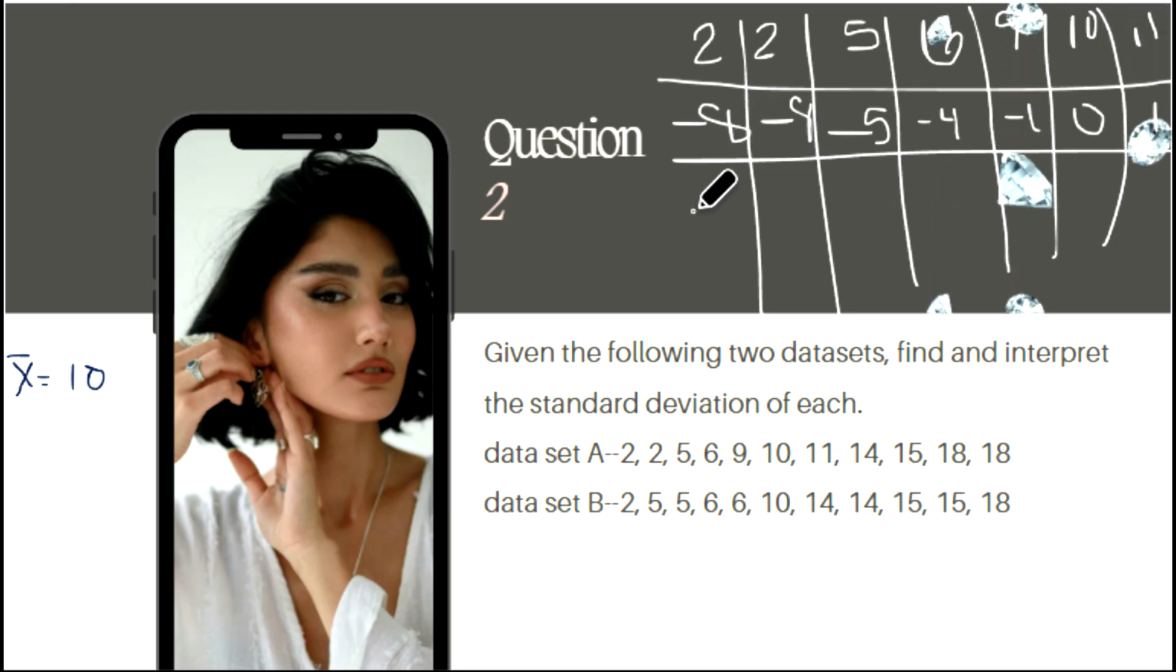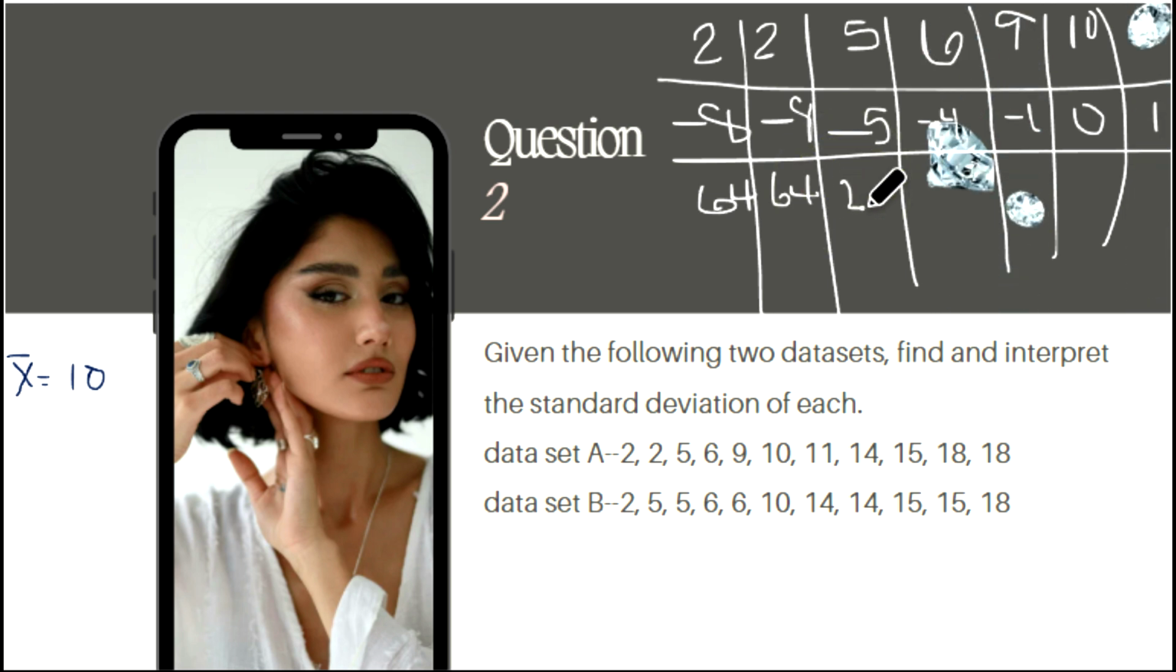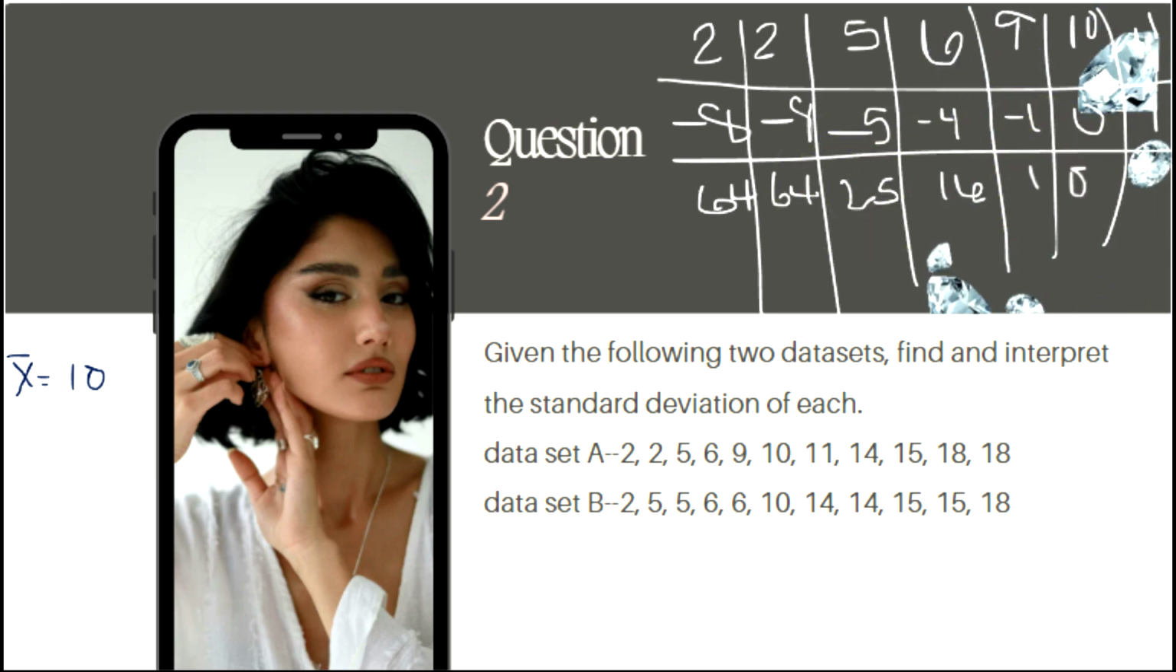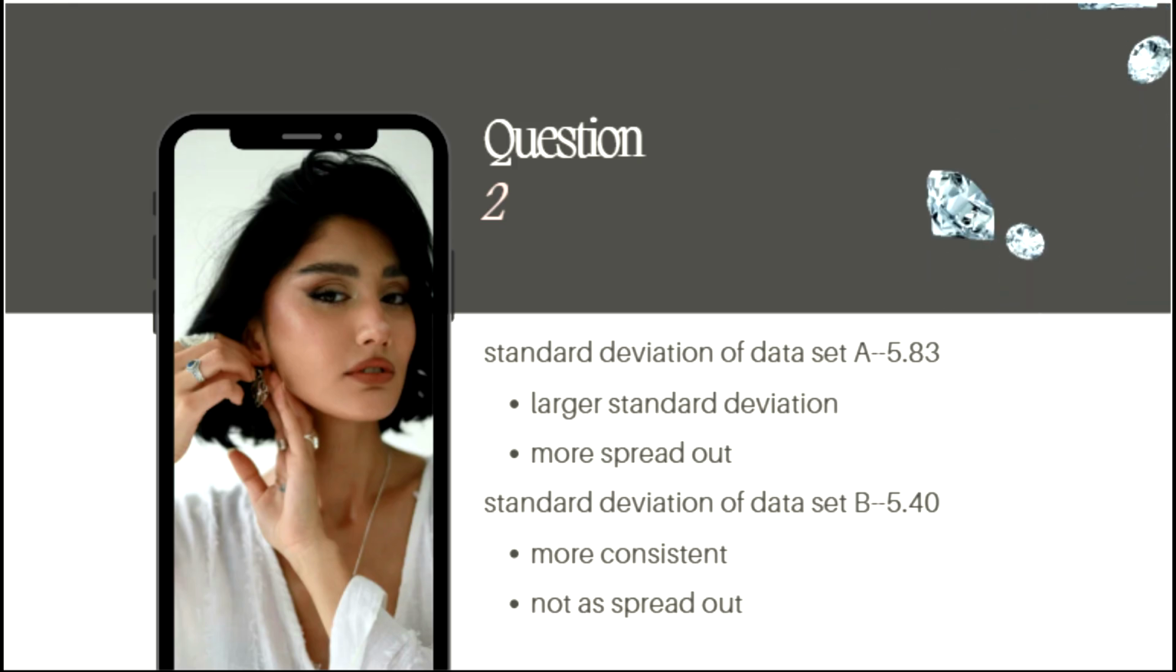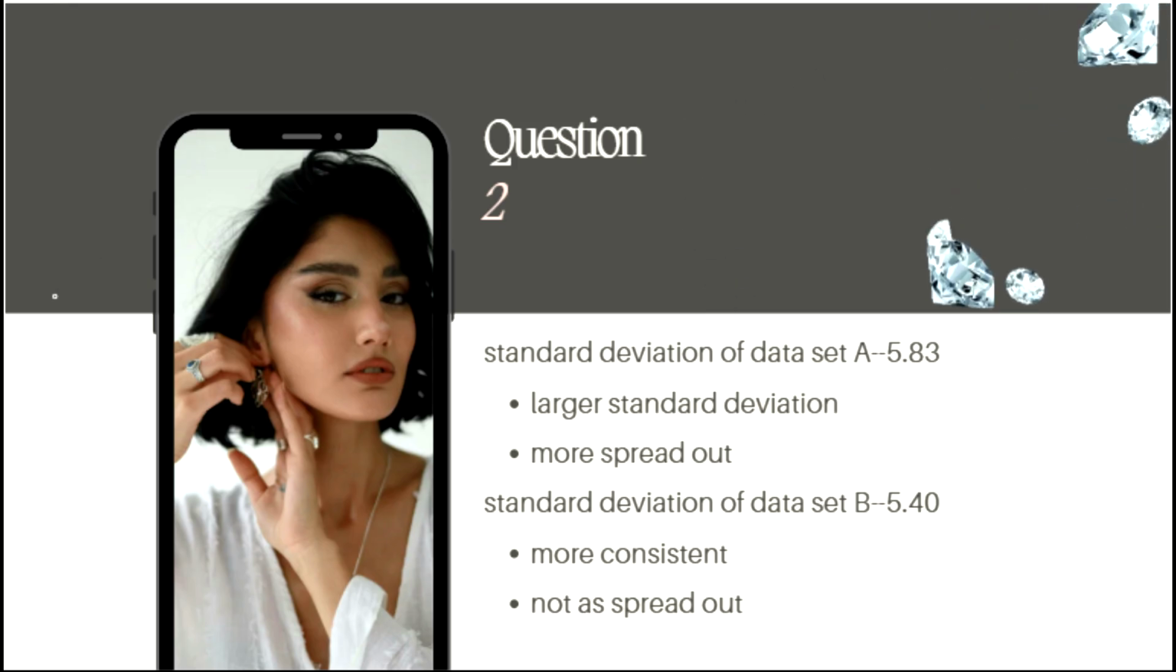I ran out of room. Square it. This becomes +64, +64, +25, +16, +1, 0, 1. Then you're going to find the mean, so you'd add all of these together and divide by n minus 1. And then you take that number and find the square root. And in the end, you do that for both of them.